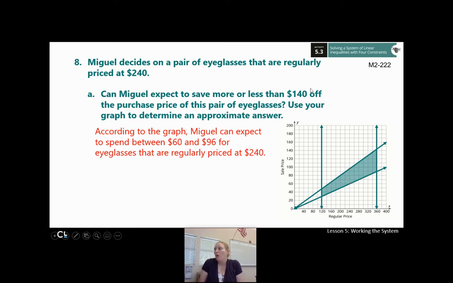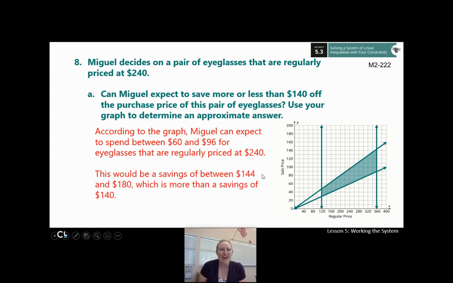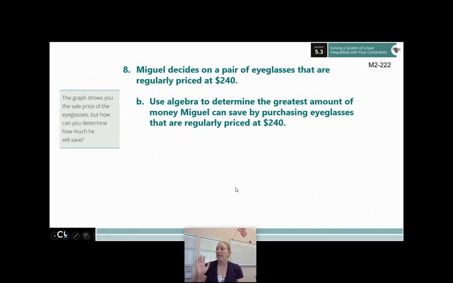at $240. Well, that means he's going to be saving more than $140, right? So that savings is somewhere between $144 and $180. That's more than 140 bucks. Good job, Miguel. And again, it said to use algebra to actually determine it.